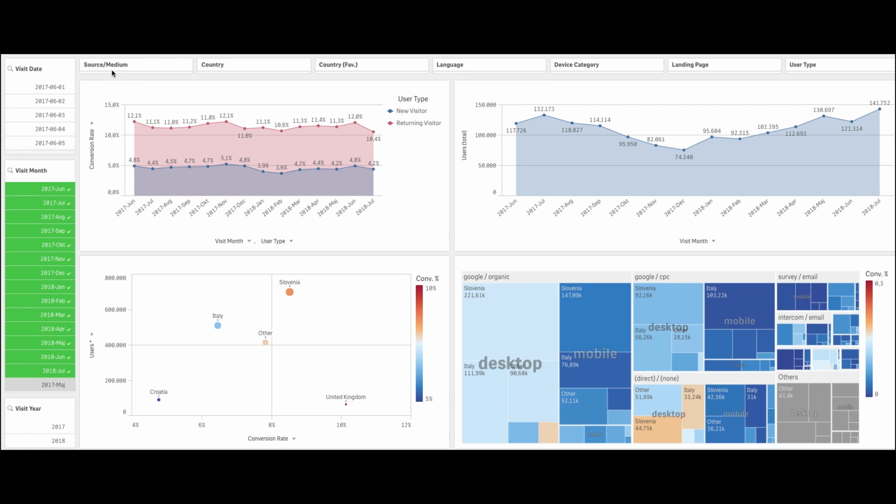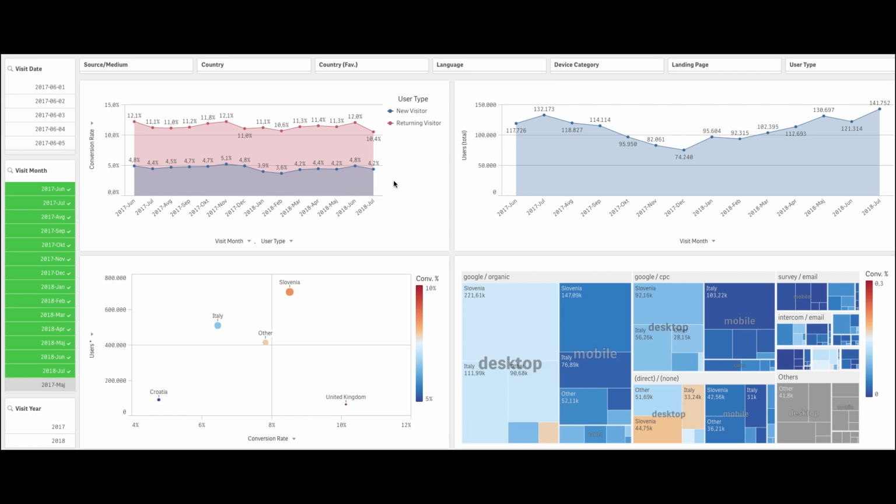The dimensions, as explained in the blog post, the high-level dimensions are above your source medium, so your traffic type, the country, language, device category, landing pages, and user type. The key to identifying high-level patterns is to be able to slice and dice and turn around the data from different angles for these key dimensions. So what we are going to do here is try to do this on this sample data.